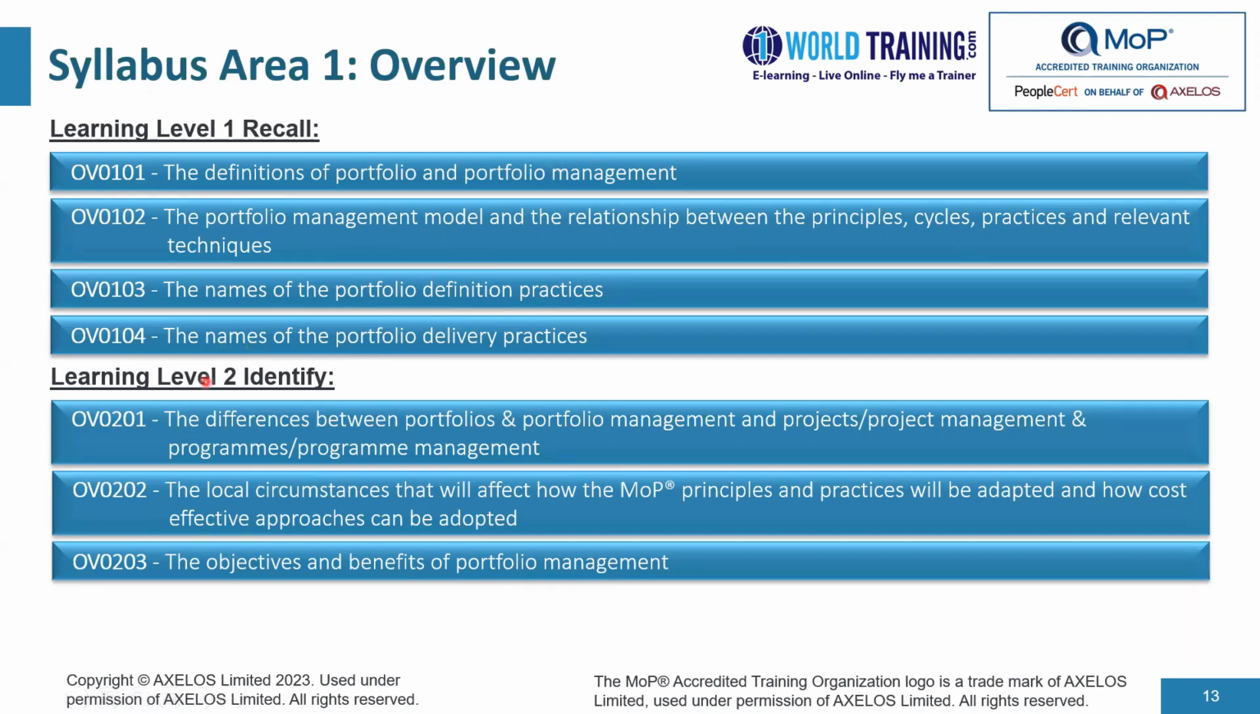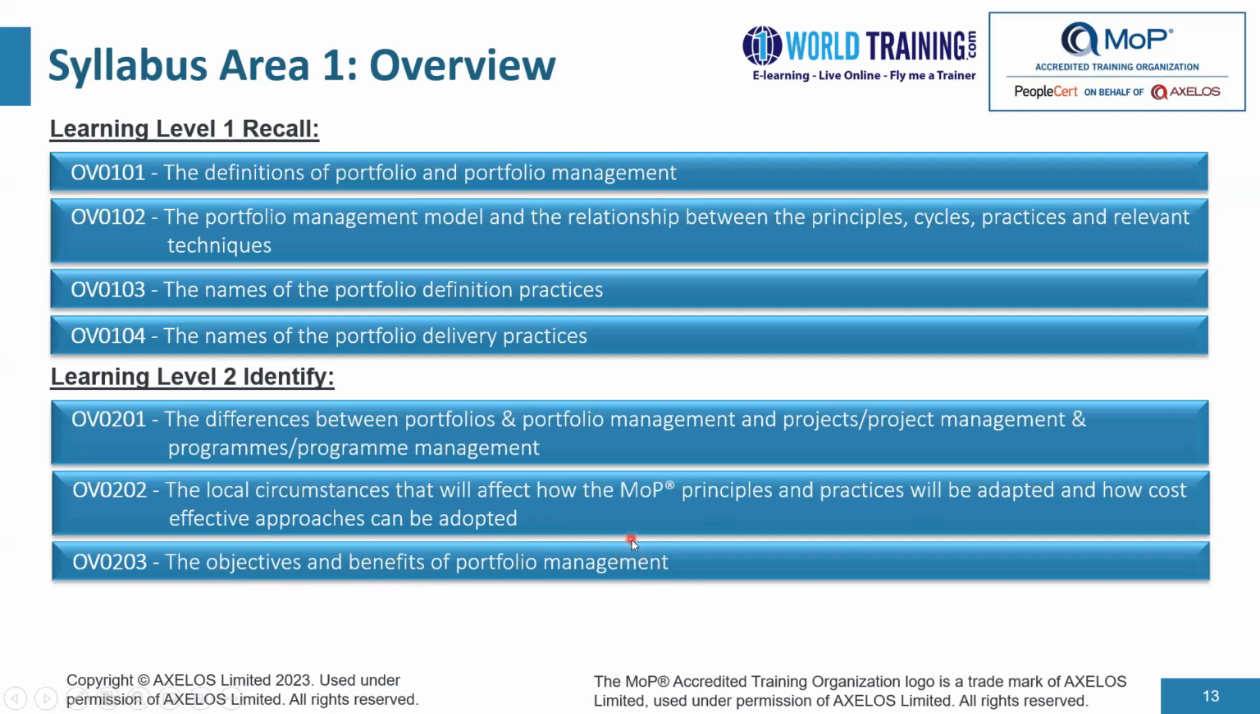And at level 2, identify, we shall examine the differences between portfolio and portfolio management and project management and programs/program management. There's often a confusion in terms of the difference between a project, a program, and portfolio. It's good to understand the differences between these elements. And we would also look into the local circumstances that will affect how the MoP principles and practices will be adapted, and how cost-effective approaches can be adopted. And finally, we shall look into the objectives and benefits of portfolio management.